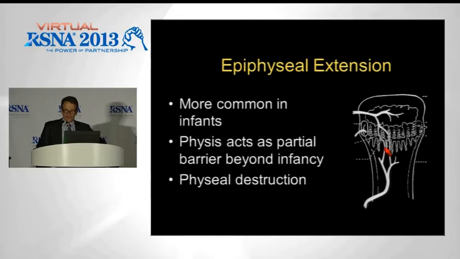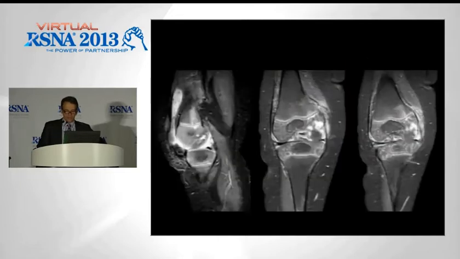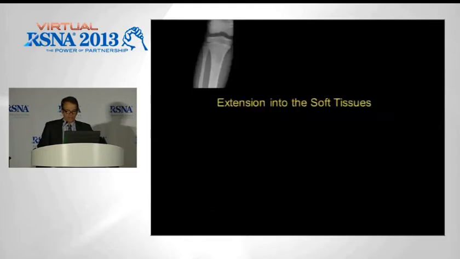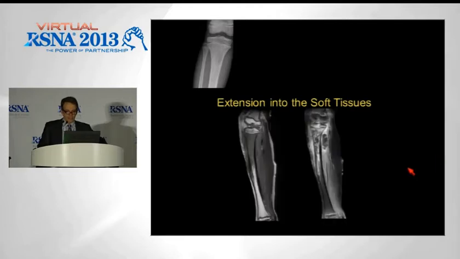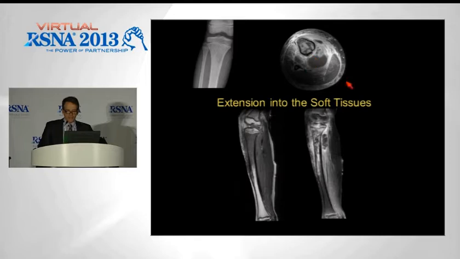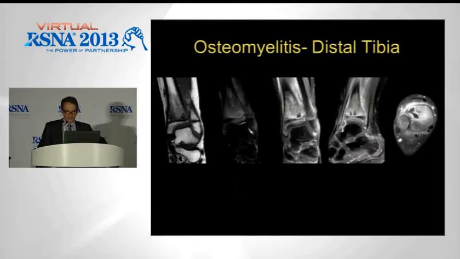And typically, a focus of osteomyelitis in the metaphysis can destroy the physis very easily. So here we have a focus of metaphyseal infection going through the growth plate and then going into the epiphyseal cartilage and producing chondritis. The disease can also extend into the soft tissues. Notice the area that is very, very large. In this case, it is not stopping at the perichondrium.